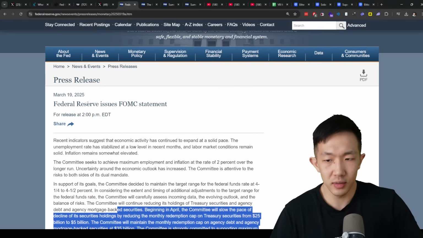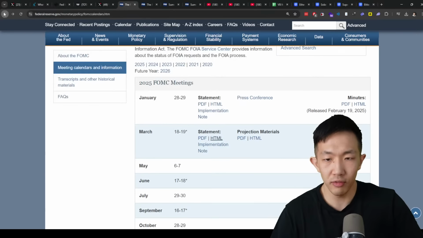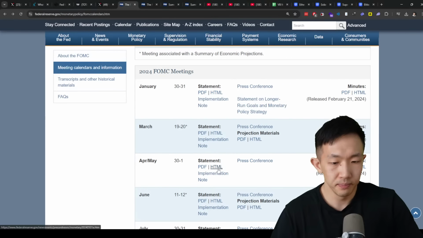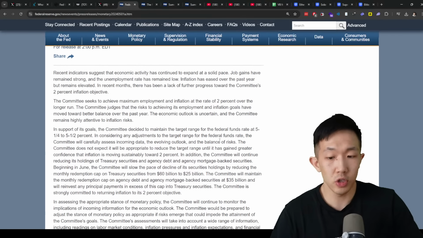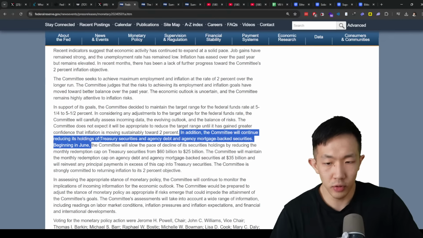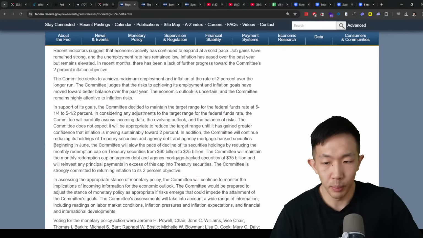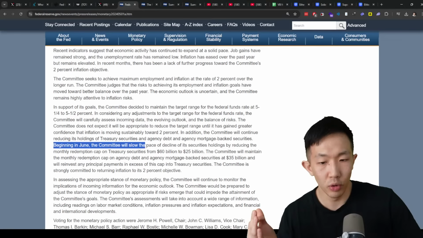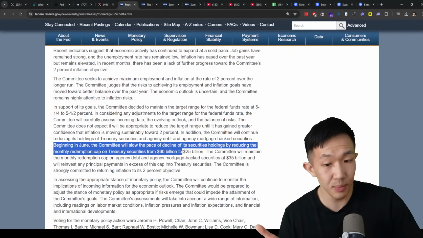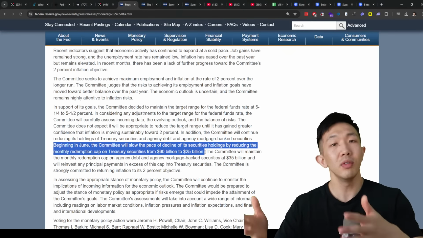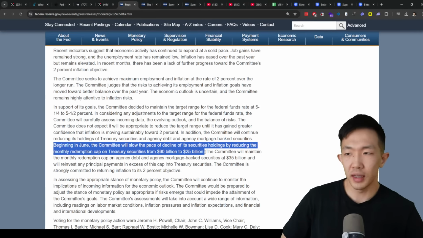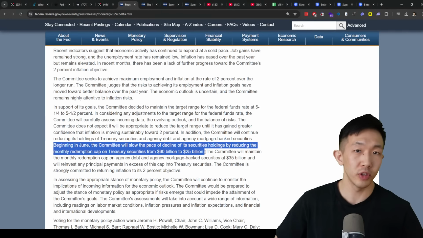Similar to this release today, March 19th, 2025, if you go back to May 2024, this is an event that I've covered last year, and you look at this statement, there's the exact same statement here. So you see they have continued to reduce the size of their balance sheet, but beginning in June 2024, the committee will slow the pace of decline of its security holdings by reducing the monthly redemption cap on treasury securities from 60 billion to 25 billion. So even back last year, 10 months ago, they made a similar pivot to say that we're going to slow down how much we're selling per month.